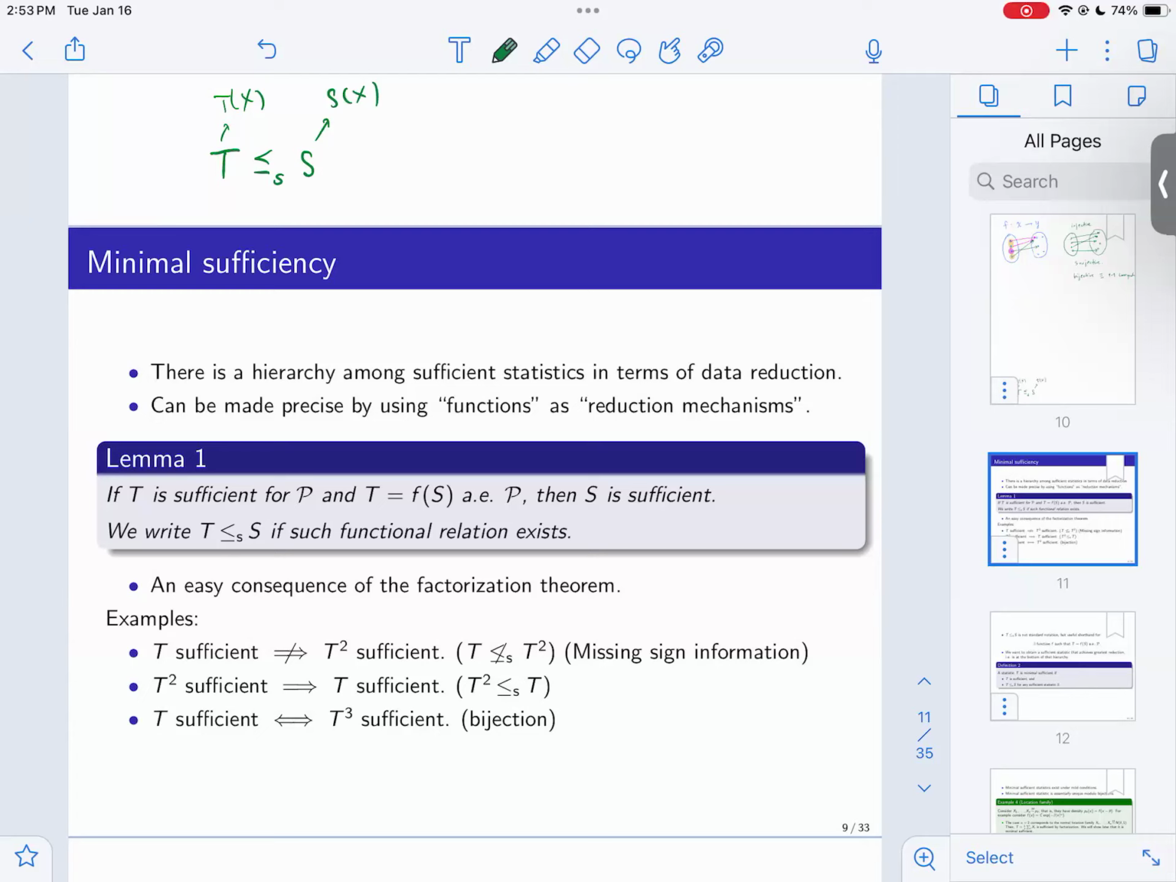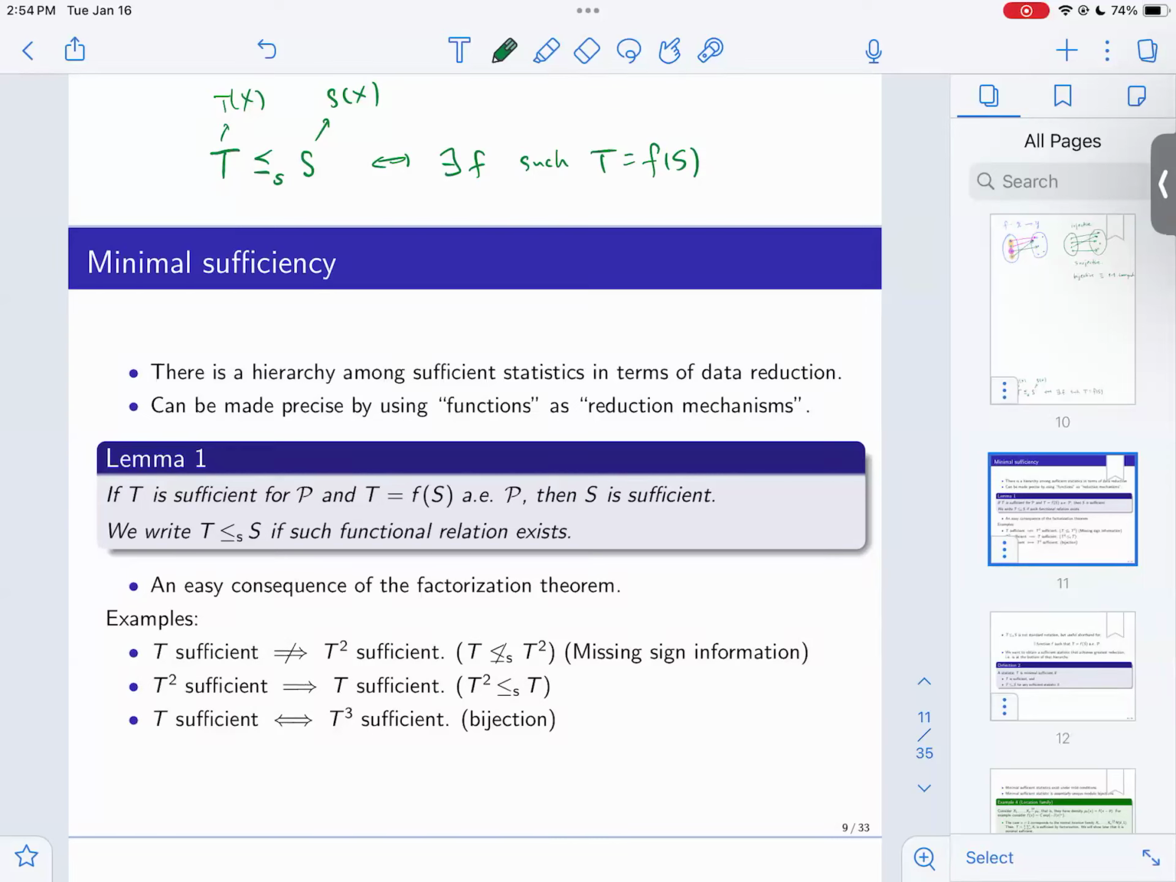I'm going to say, for example, that S is larger than T if I can reduce S to T via a function. So if you can write T as a function of S. Okay, this is my own notation. It's not standard, but it helps to simplify. So this means there exists a function f such that T is f of S. If I can find a function such that when I apply f to S, then I get T, then I write that T is less than S, in the sense that T has less information.